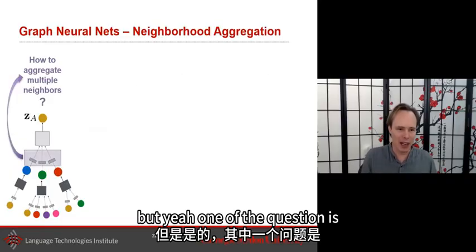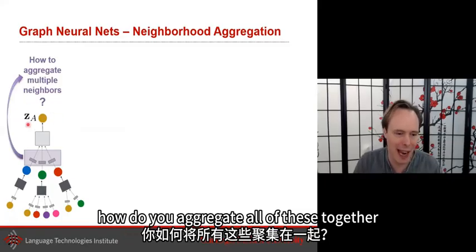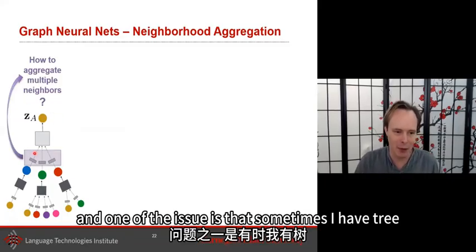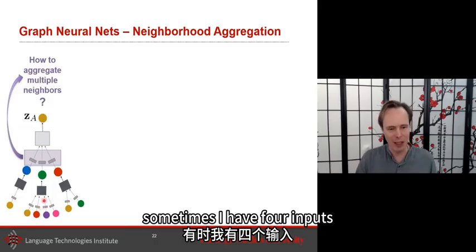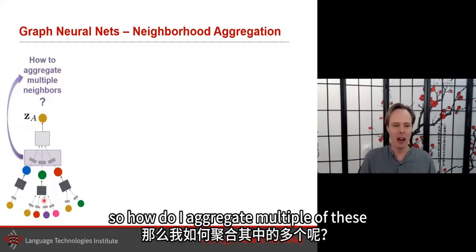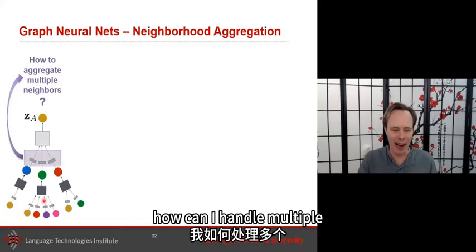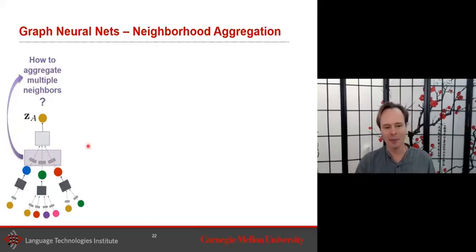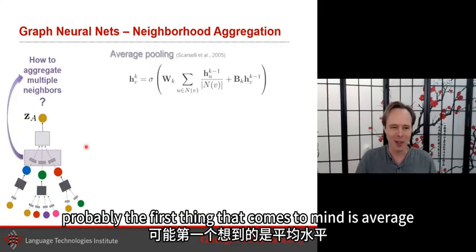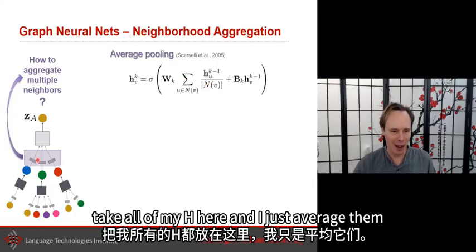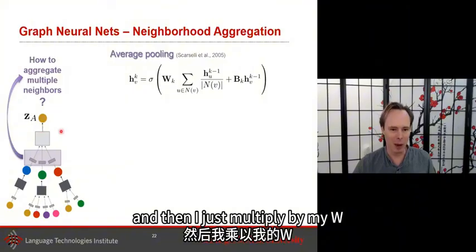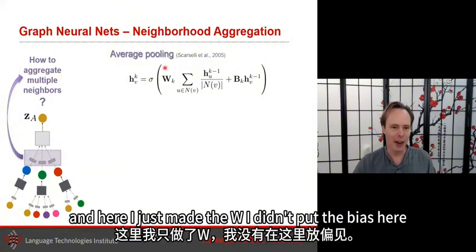But one of the questions is, how do you aggregate all of these together? One of the issues is that sometimes I have 3 inputs, sometimes I have only 1 input, sometimes I have 4 inputs. So how do I aggregate multiple of these? How can I handle multiple inputs? Probably the first thing that comes to mind is average pooling. I can end up just averaging. Here I take all of my H and just average them, and then I multiply by my W.